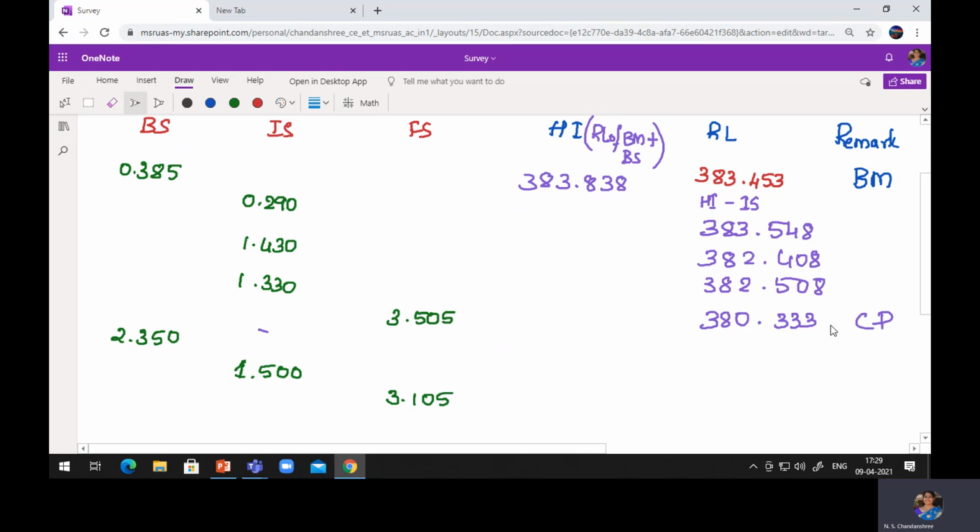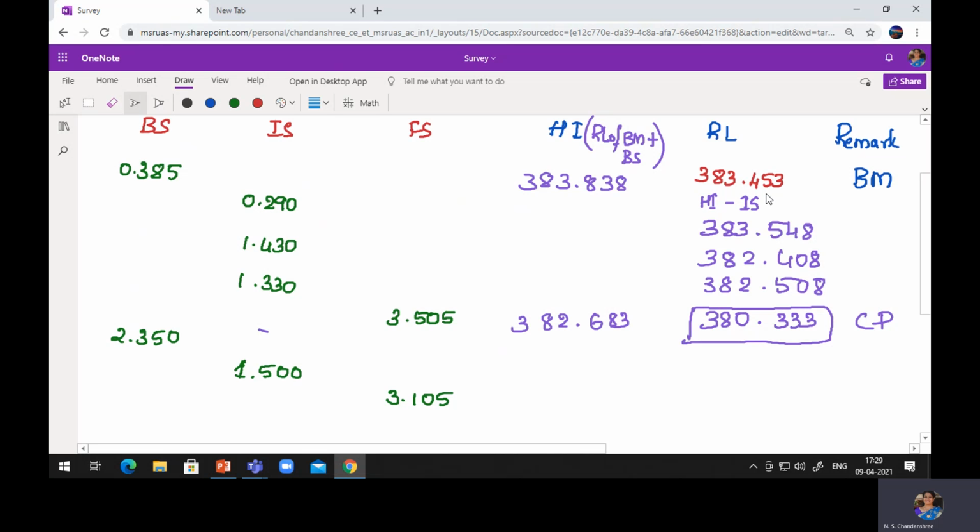Now for this new station, this becomes the benchmark value. So it is 380.333 plus backsight value, that is 2.350. So here the new height of the instrument is 382.683. Now we got the new height of the instrument. This intermediate sight and this foresight are taken from station 2. So there is no need to calculate the height of the instrument again. We can calculate the RLs now.